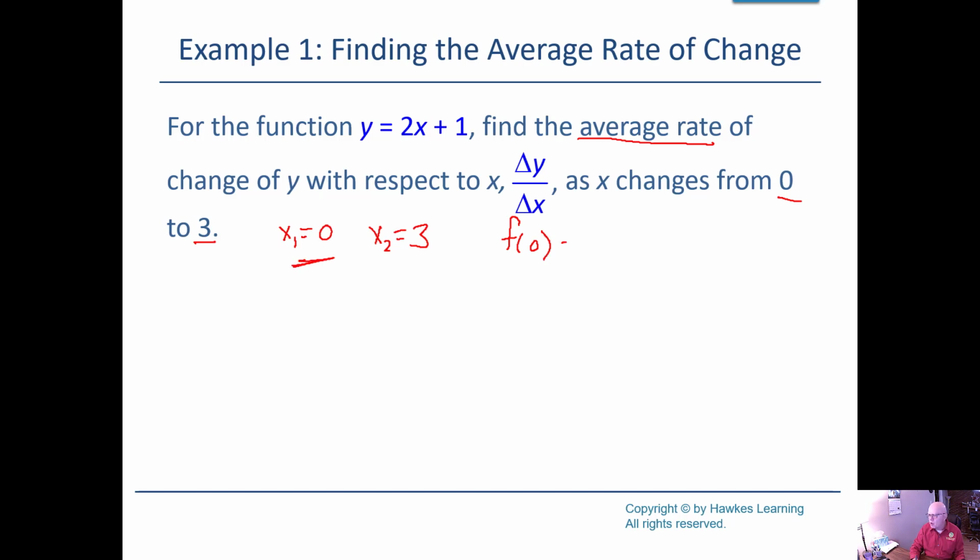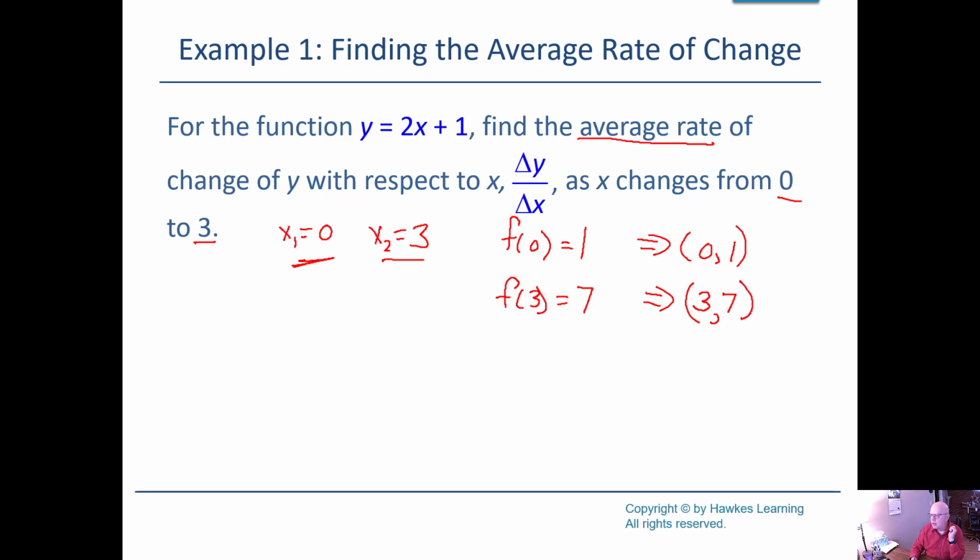If I put a 0 in for this x right here, 2 times 0 is 0 plus 1, you get a 1. Remember, this means that you've got the ordered pair (0, 1). The second one, you're talking about an x of 3. So you put a 3 in where the x is. Go up here. 2 times 3 is 6, plus 1 is 7. And there's your second y coordinate. And this corresponds to the point (3, 7).